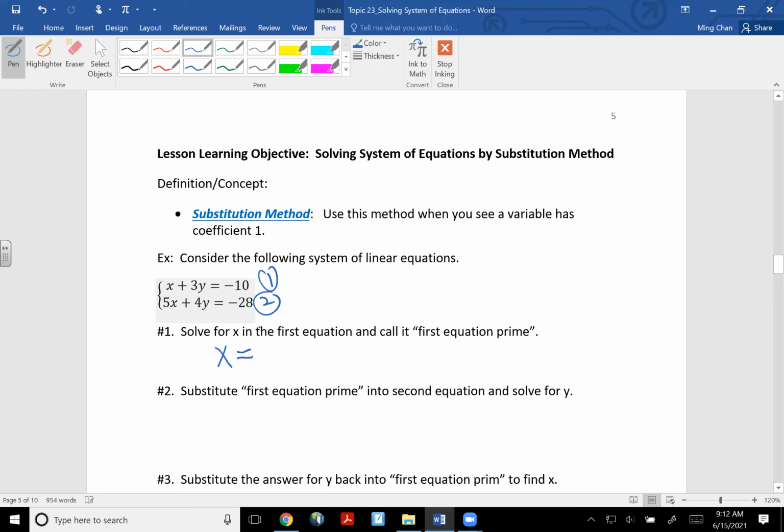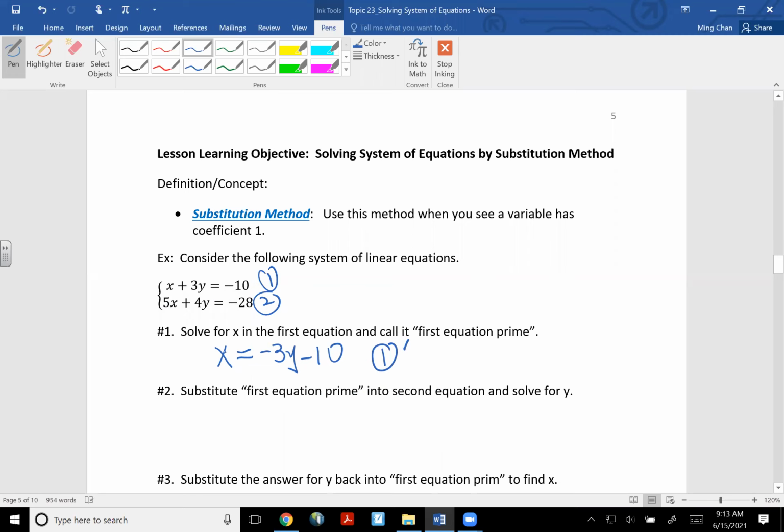So my x is equal to negative 3y minus 10. I'm going to call that first equation prime, because this is going to be the equation I will come back to actually find x. So the way we are doing this is substitution. We are going to substitute this first equation prime into the second equation and solve for y.